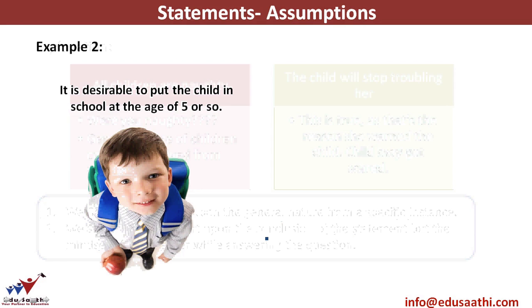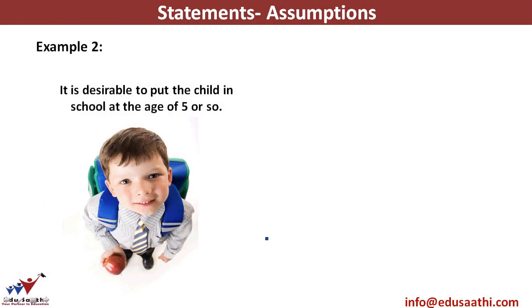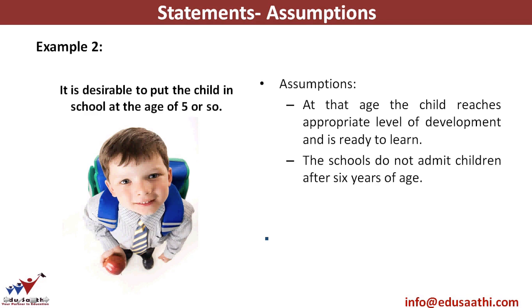A school advertisement might be saying, it is desirable to put the child in school at the age of 5 or so. So what are the assumptions? A school is saying that 5 is a very appropriate age for a small kid to start his schooling. Why? Because the school may assume that the child has reached an appropriate level of development and now is ready to learn at an advanced pace. So a school is necessary, right? So this is a very valid assumption that the school would be having.